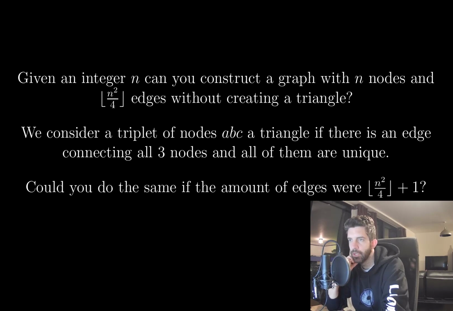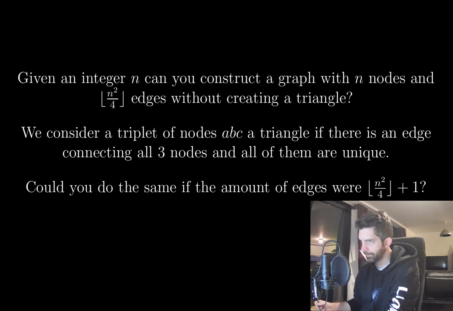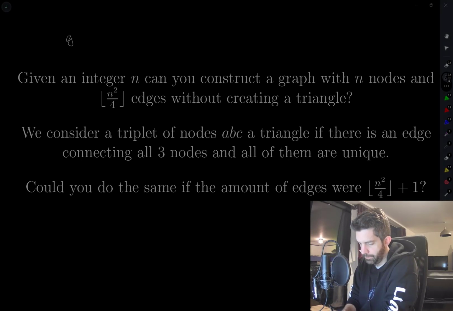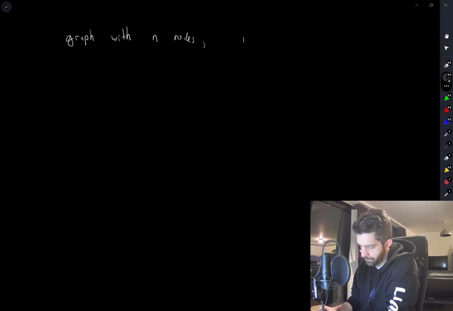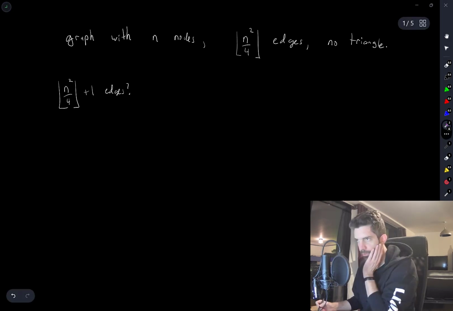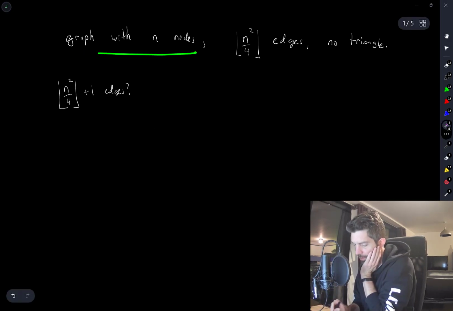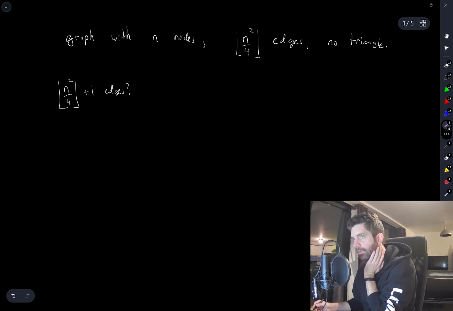Okay. Could you do the same if the amount of edges were the floor of n squared over 4 plus 1? Okay. So I'll start with the first one. We want to make a graph with n nodes, this number of edges, but without a triangle. Can we do that?